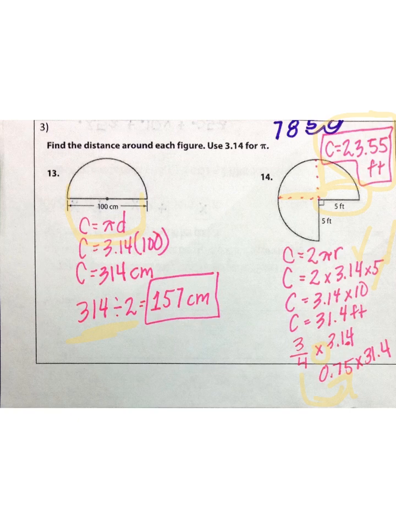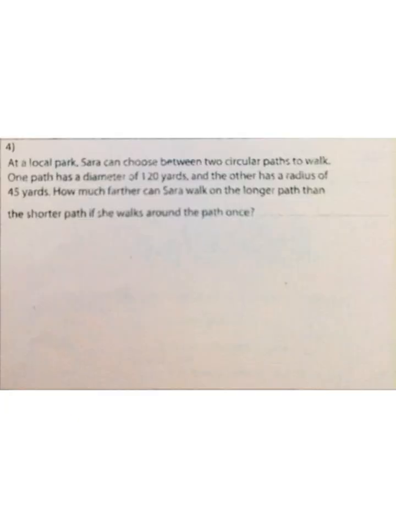23.55 feet. Number 4, at a local park, Sarah can choose between 2 circular paths to walk. One path has a diameter of 120 yards, and the other has a radius of 45 yards. Now we want to know how much farther can Sarah walk on the longer path than on the shorter path if she walks around each path once.